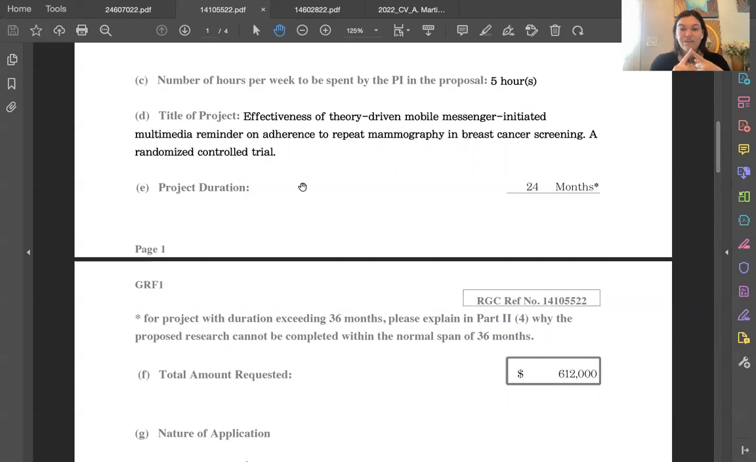So this is a theory-driven mobile messenger multimedia reminder, right? So we know a bunch just based on that. It is adherence to repeat mammography. That is the clinical issue or challenge that they're trying to confront, specifically for breast cancer. That's usually why you do mammography. And then they also let you know this is a randomized control trial.